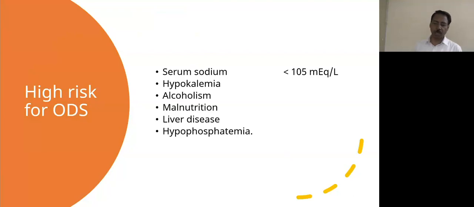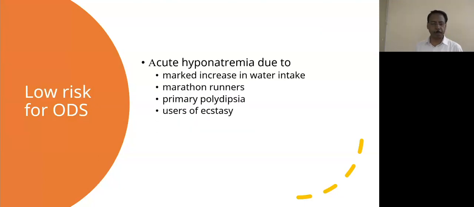hypokalemia, alcoholism, malnutrition, liver disease, hypophosphatemia. If the patient has any one of these, be very careful. These are the patients who are most likely to go into osmotic demyelination. So you should take utmost care as you make your plans.